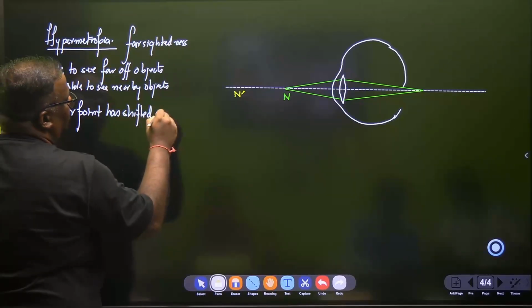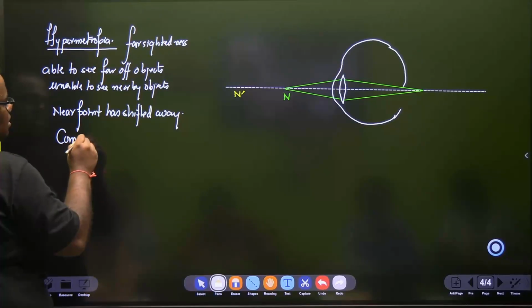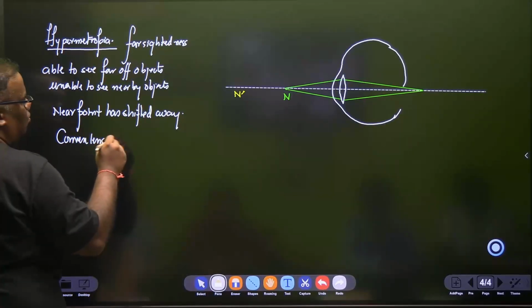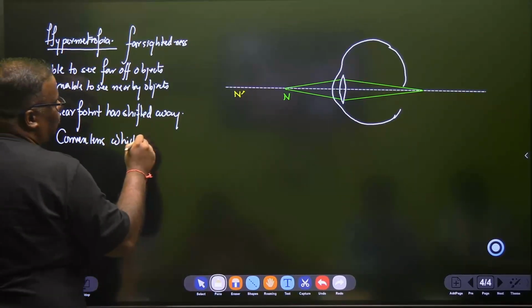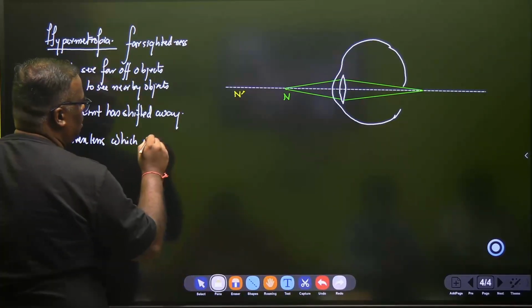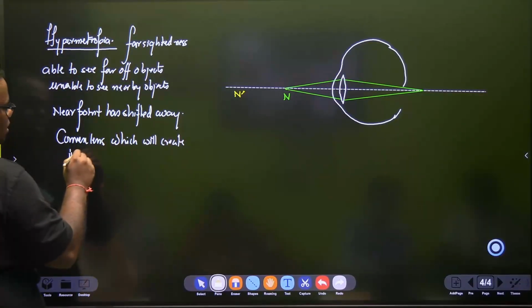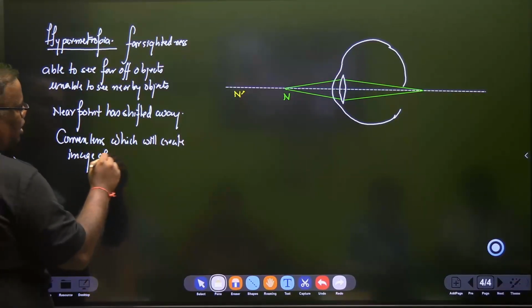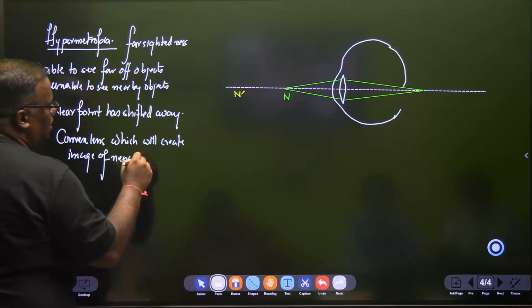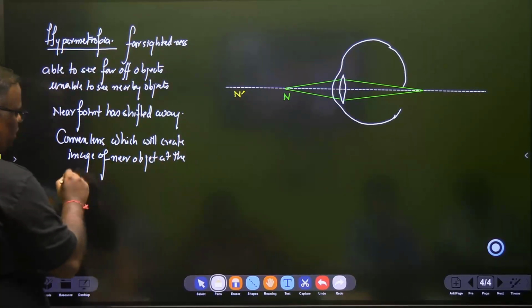away. So we will give a convex lens which will create image of near object at the shifted near point.